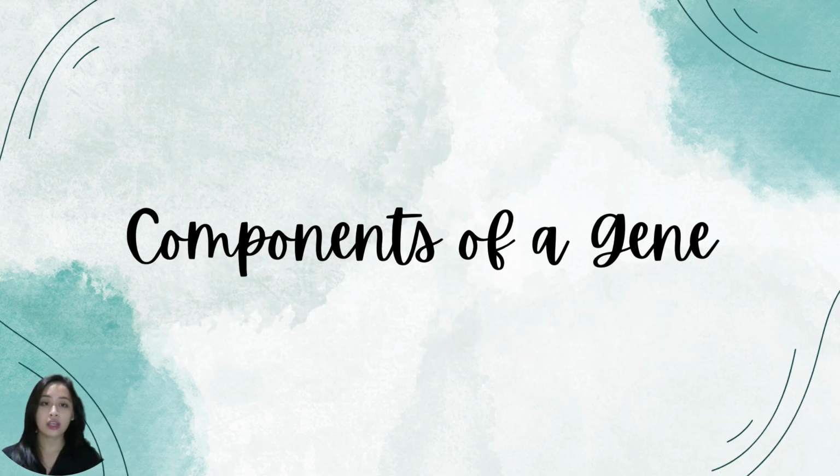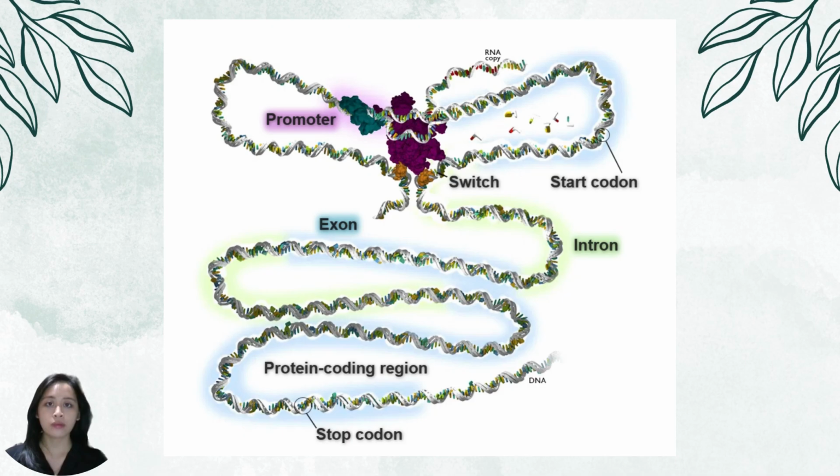My next content is the components of a gene. This is the general structure of a gene. It has a lot of components, but each component is important for the function of a gene. For the first one, we have the promoter, which is a place where cellular machinery gathers to start building an RNA message. Proteins bind specific DNA sequences on the promoter and recruit RNA polymerase. Once RNA polymerase attaches, transcription begins.